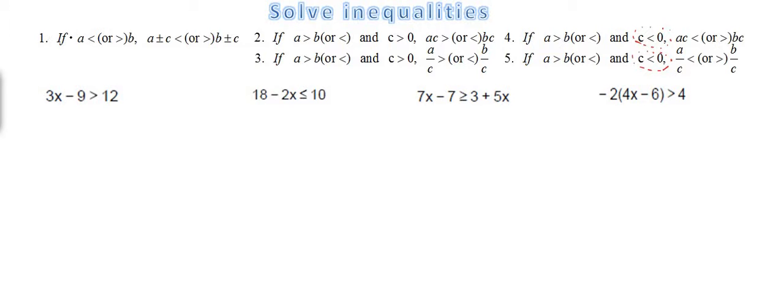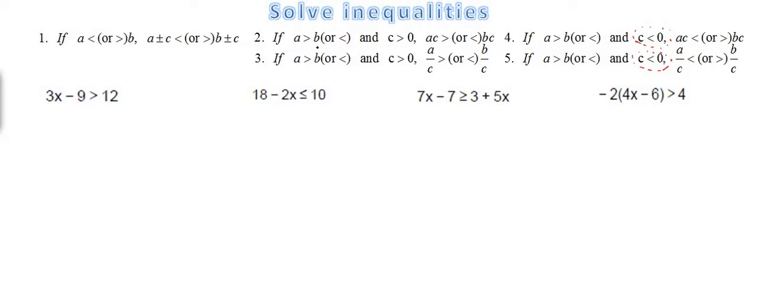The first one: if A is less than B, we let both sides add C or subtract C, then the sign of inequality should be the same. So if here is less than, here should be less than. If it's greater than, here should be greater than. It doesn't change the sign of inequality.